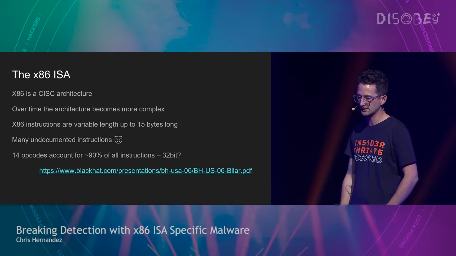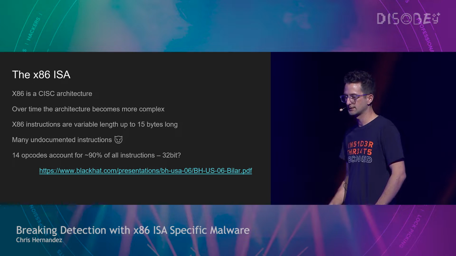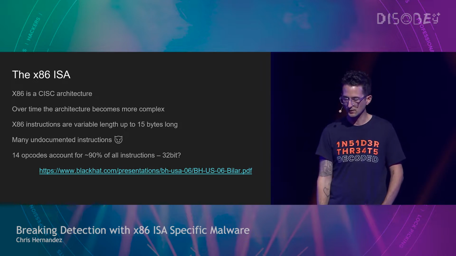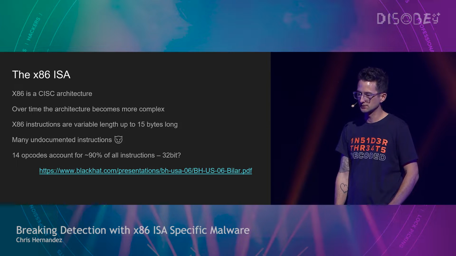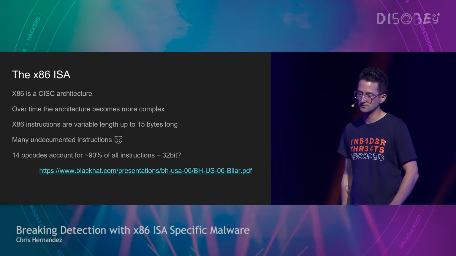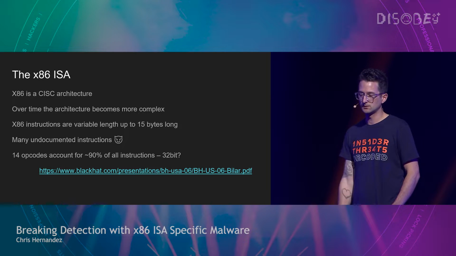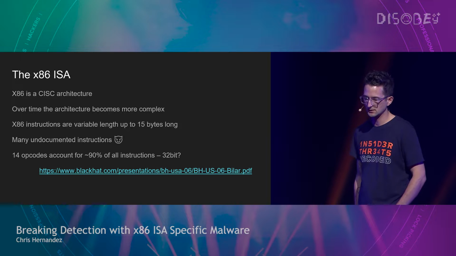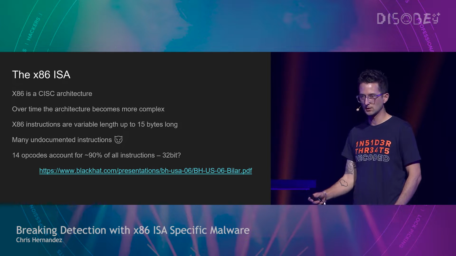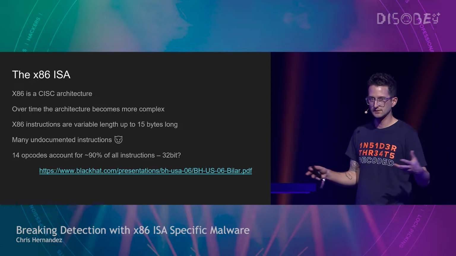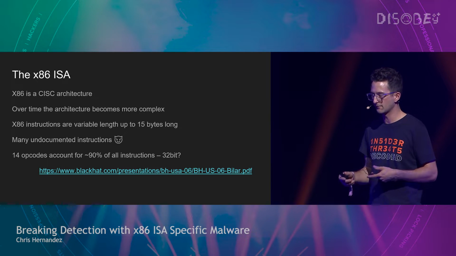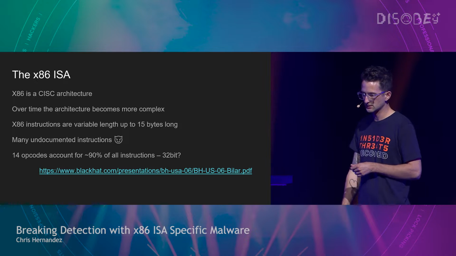So as I mentioned before, x86 is a complex instruction set. Over time, there are more and more opcodes that get added to the instruction set. Some can even be taken away. There's lots of undocumented instructions. And then there's some really old research on 32-bit malware and legitimate binaries that was done in 2006, where roughly 90% of all the opcodes present in the binaries that were tested was accounted for by 14 opcodes. So the majority of x86 instructions, while there's hundreds of actual opcodes available, there's very few that typically get executed in your average executable file format.